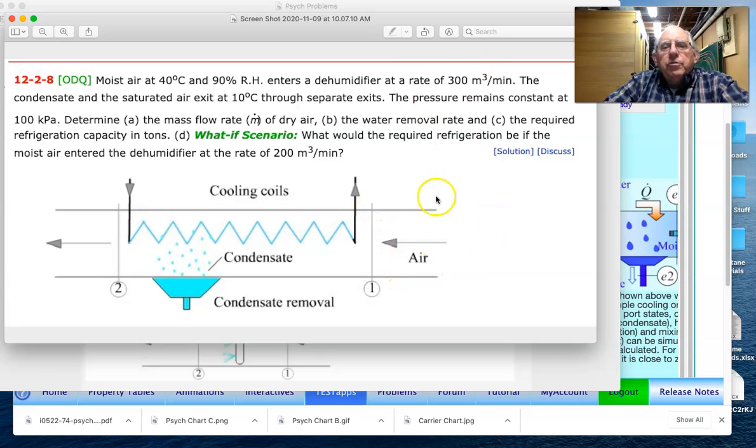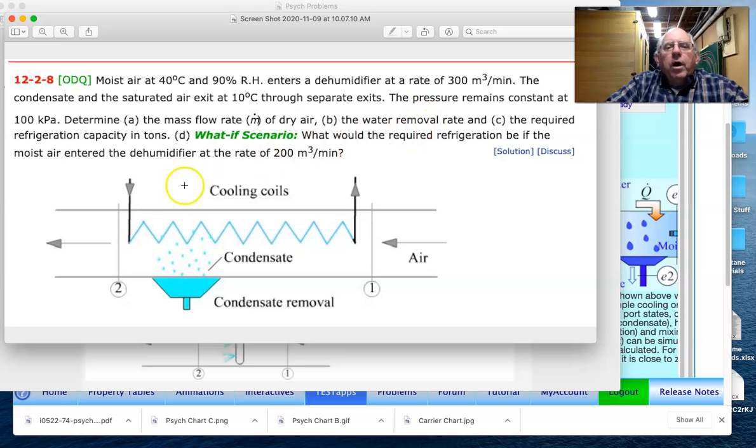It enters at a certain flow rate. The condensate that is obtained from the air passing over a cooling coil is collected and removed, and the moist air leaves at 10 degrees Celsius at 100% relative humidity. It's saturated air after losing a certain amount of condensate. The pressure remains at 100 kPa through the system, and we want to know the mass flow rate of the dry air.